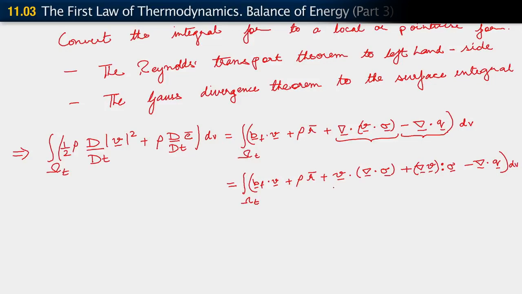Once again, I encourage you to go back and look at your notes, or look at the unit in which we considered first the balance of energy. We got exactly that set of two terms from there.